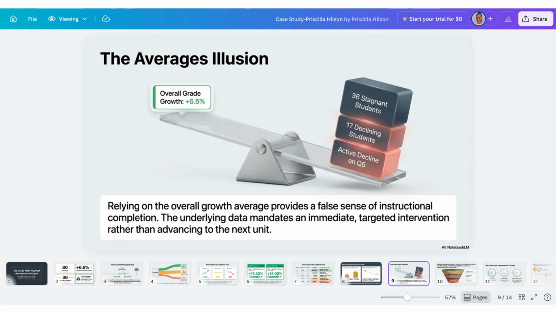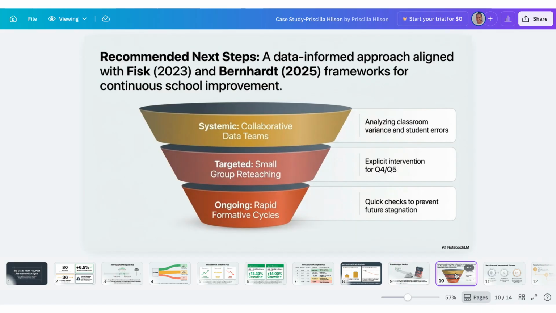So here are some recommended next steps. These next steps follow the FIS 2023 and Bernhardt 2025 framework for continuous improvement. They take a three-tiered approach, which is a systemic collaboration through data teams, targeted small group reteaching for questions 4 and 5, and ongoing rapid formative cycles to prevent future stagnation.